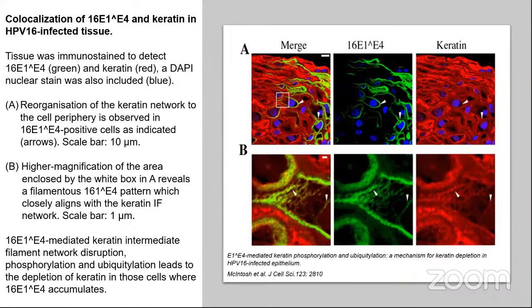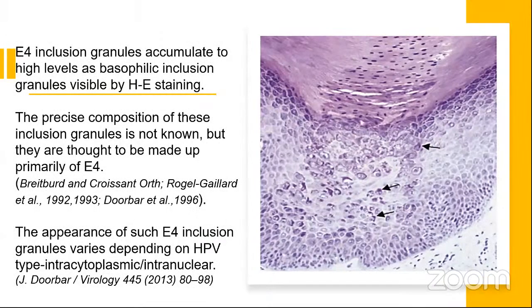Now, this is a slide which shows you how the keratin filaments get reorganized. Apart from getting disrupted and reorganized, we also see that there is a depletion of keratin in those cells where you have this fusion protein. When we imagine the cell structure, a function of normal keratin intermediate filaments along with its formation of the desmosomal attachments, what we're seeing here is that there is a disruption of this because of the action of the fusion protein. We are also seeing that as a result of phosphorylation and ubiquitination, there is depletion of keratin in those cells where this particular protein accumulates. So where does this protein accumulate? It is accumulating in the superficial strata, which is your granulosum and corneum.